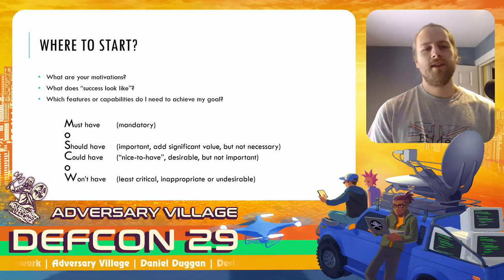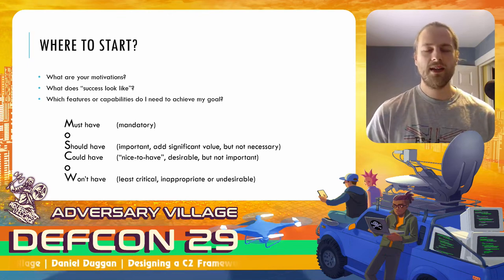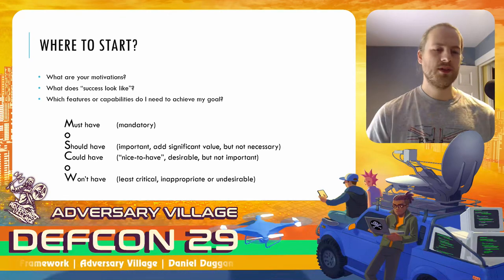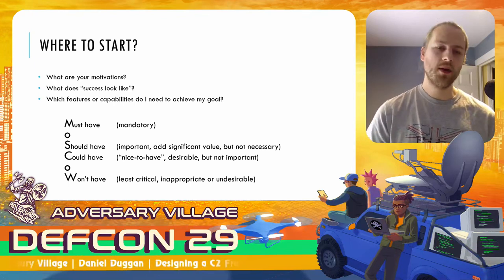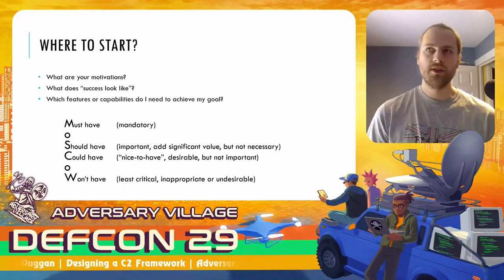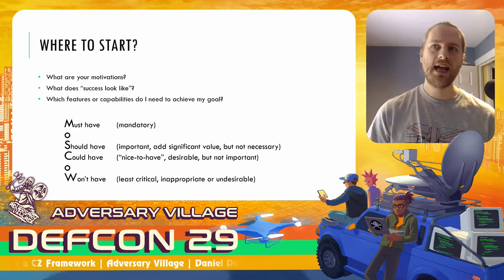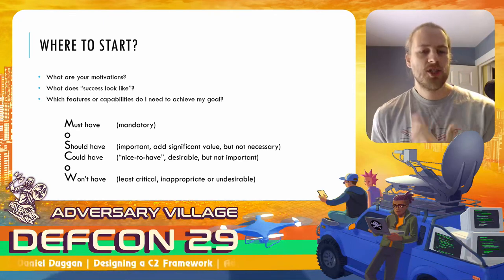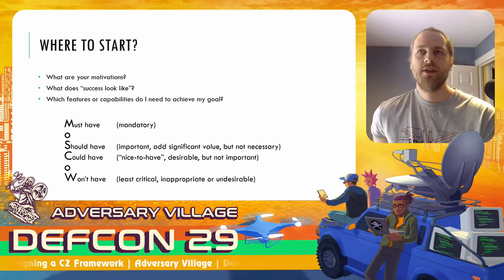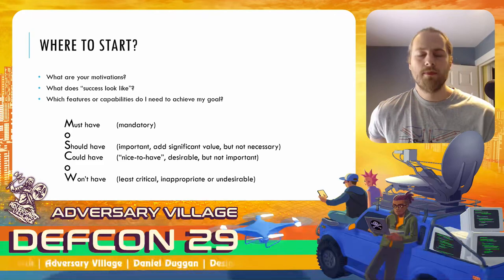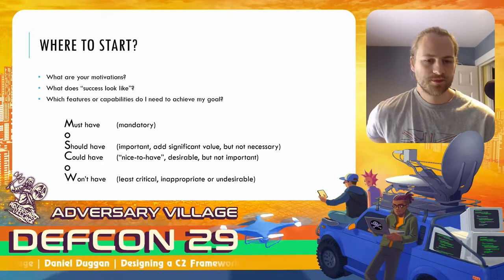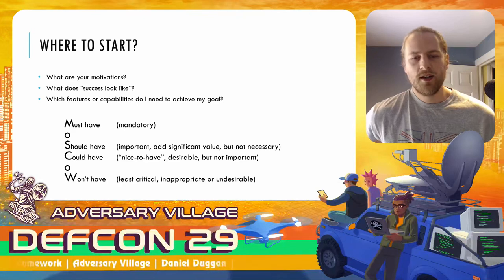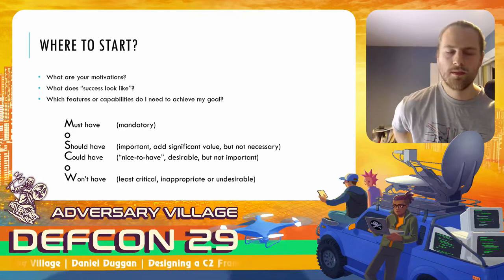So if you've never seen MoSCoW, this is a pretty good way to try and narrow down what you think you want. This stands for must have, should have, could have, and won't have. So your must-haves are mandatory things. These are things that your framework absolutely has to have to perform its function. Should haves are important and they add significant value, but they are not strictly mandatory to function. Could haves are nice to haves, but not really important. And won't haves are least critical, inappropriate, or undesirable.